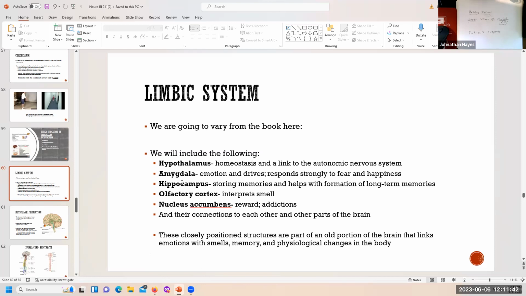Maybe avoid the certain smells that you associate with a negative person or negative things, but maybe start smelling certain things when you're studying. That might help, right? But anywho.